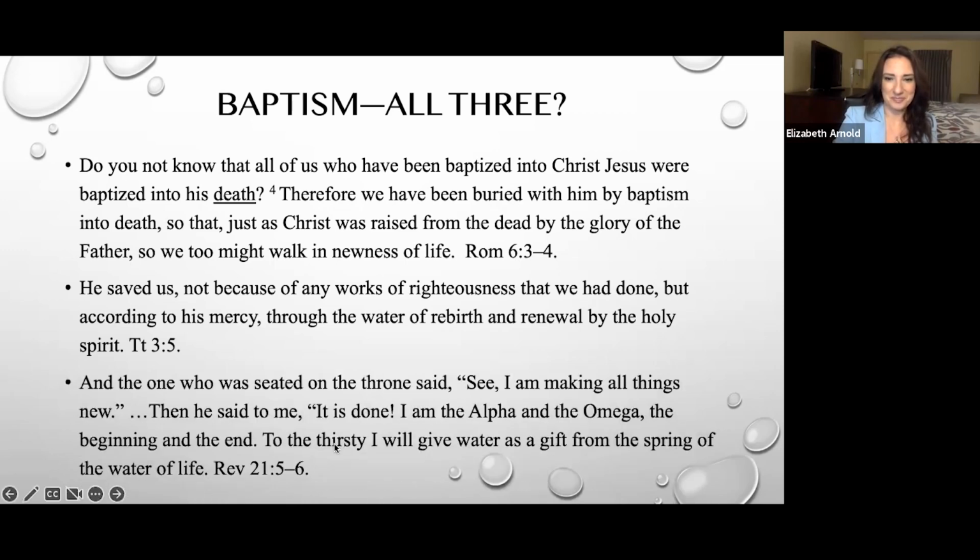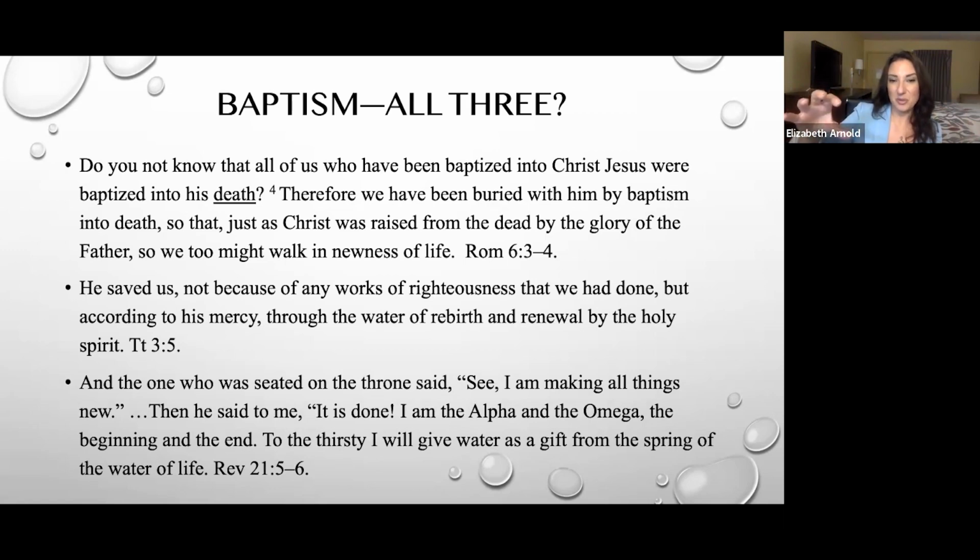And then finally, in Revelation, we hear this, the one seated on the throne said, "See, I'm making all things new." Do you see how that works? I'm making a new creation. But then he says, "To the thirsty, I will give water as a gift from the spring of the water of life." And there we get this element of provision.